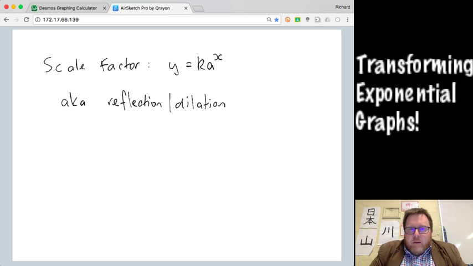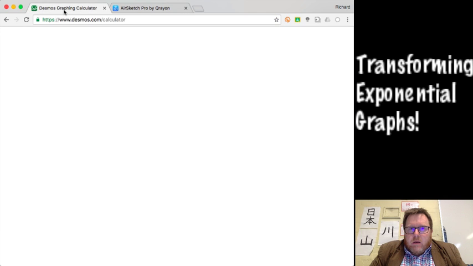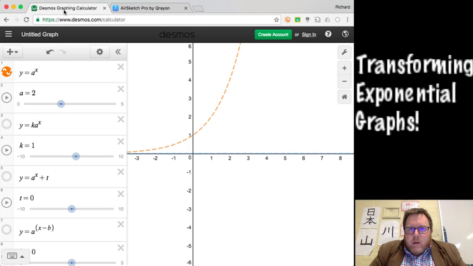And while you're having a think, I'll go back to Desmos here. I'll activate the y equals k times a to the power of x function here. It's blue. It's not really replacing, it's covering the basic function, because of course when k equals 1, we've just got y equals a to the power of x. Alright, so what happens when I make k bigger? I wonder if this is what you're thinking will happen.